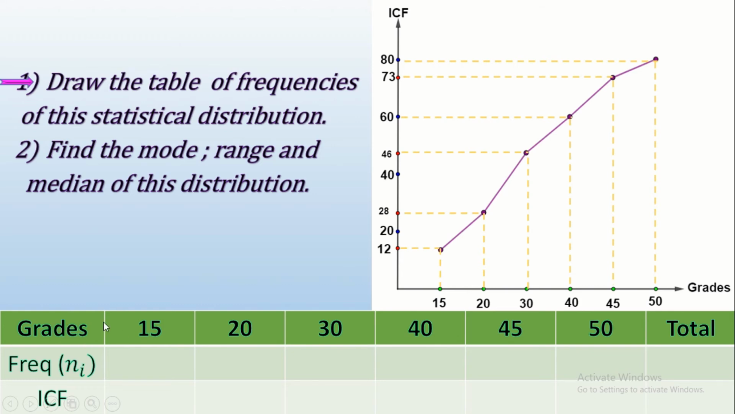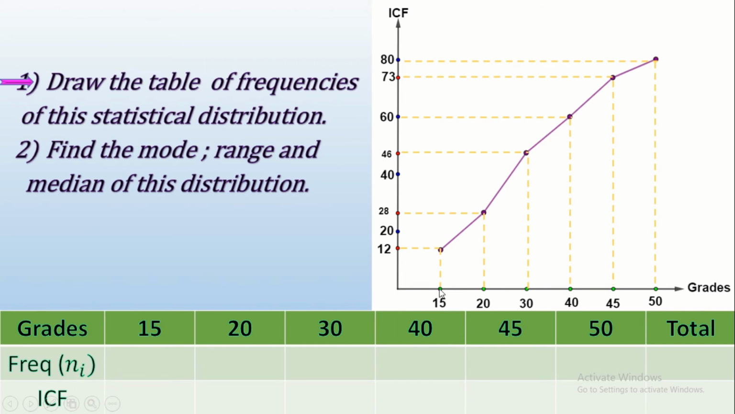Sure, when we draw the table, we need to show the frequencies. First of all, we write the values or the grades. The horizontal axis should be the first row in the table. The second one should be for the frequencies, and here we put the third one for the increasing cumulative frequencies.